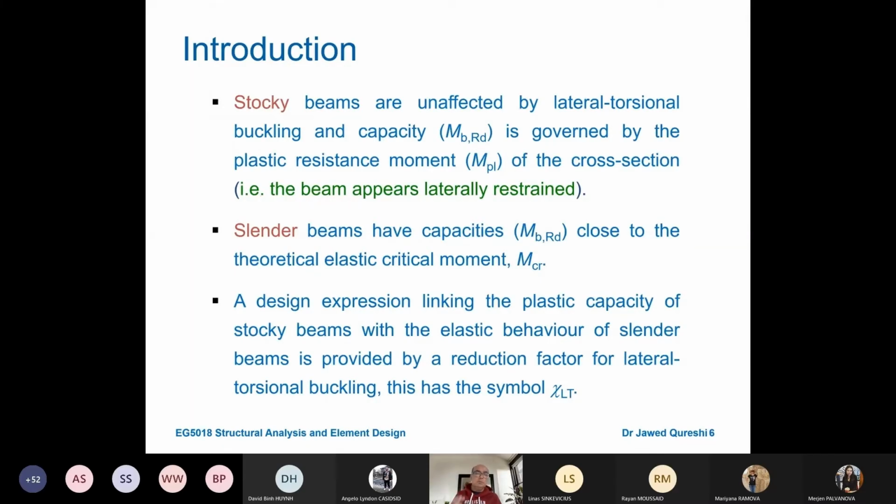Now we have two extremes. One extreme is very heavy sections. The other extreme is very slender sections, where their capacity is closer to the elastic critical moment. But most of the time we have this intermediate range where we design the beams. The way we relate the elastic capacity of the beam to the elastic critical moment is with the help of this chi LT. So we use the reduction factor approach to work out MbRd, the buckling moment, similar to NbRd, the buckling axial load in columns, where we use chi. Here it is termed chi LT.